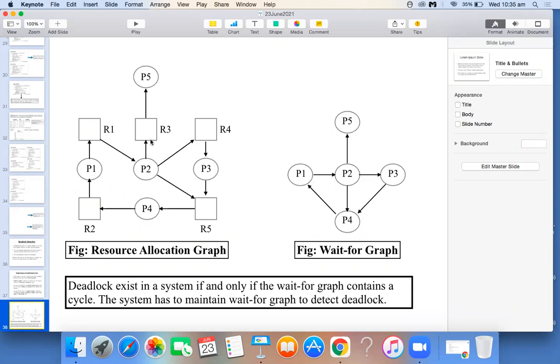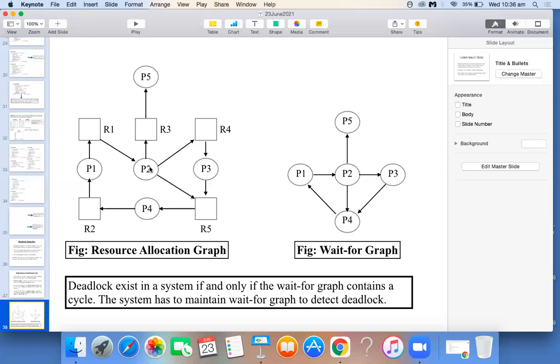Similarly, you can observe there is an edge from P2 to R3 and R3 to P5. So how can this be written? If I remove resource R3, how can this be written? P2 to P5. Correct. You can see that in your wait for graph, there is an edge from process P2 to process P5.